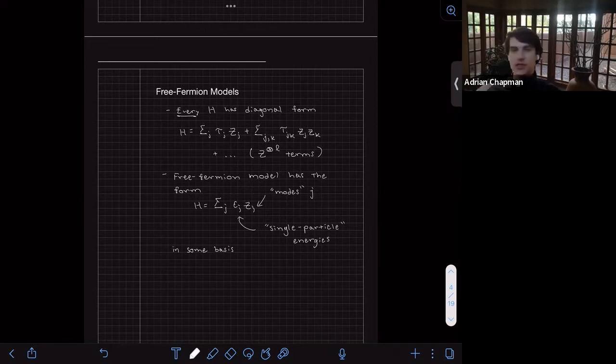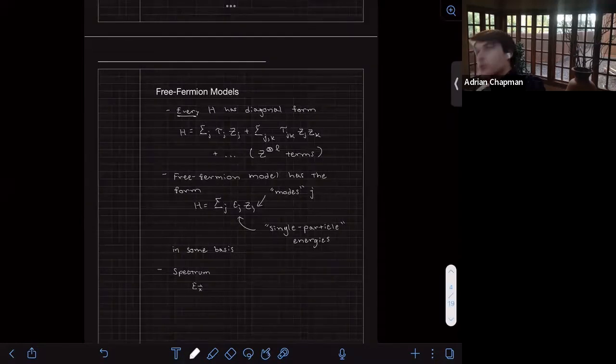If that's good, then right. In fact, I'll just write down what I said. So the spectrum of these models looks like, say, E sub x, where x is a binary vector of length n. So if there's n qubits in the model, then it's an n-bit vector.